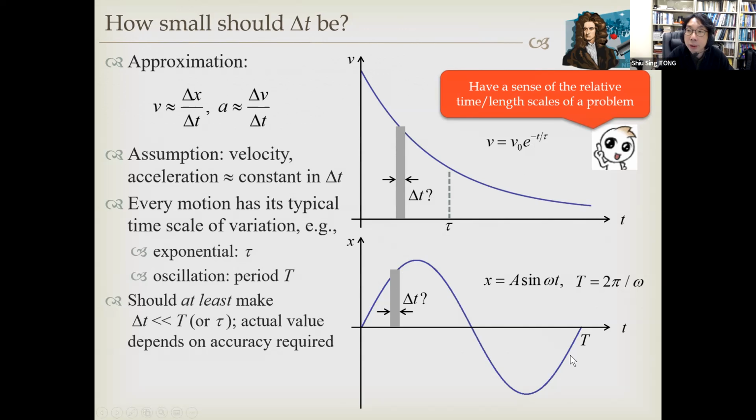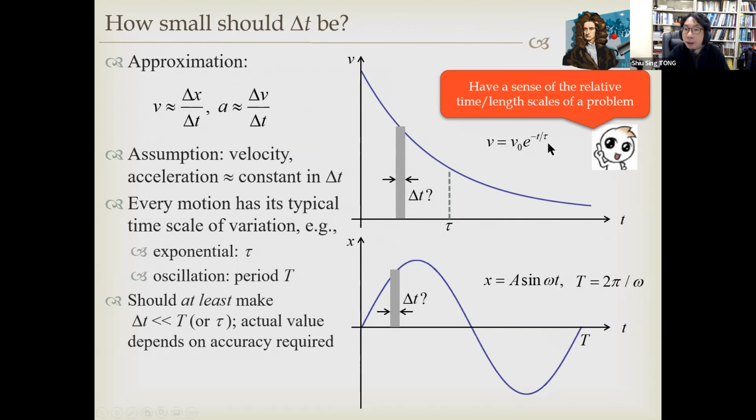Now, how about an oscillation? For an oscillation, there's a period, and a period is given by 2 pi over omega. The period and the angular frequency are related this way. And you can see the period is the time scale where the motion changes substantially. So you should choose a delta t that is much smaller than the period. Okay, so that is typically what is needed for a reasonably accurate calculation.